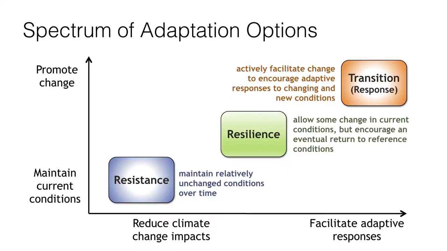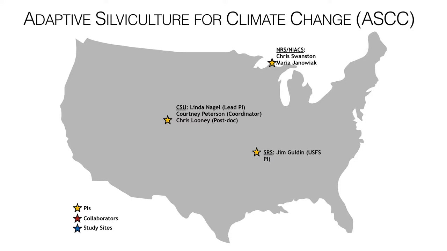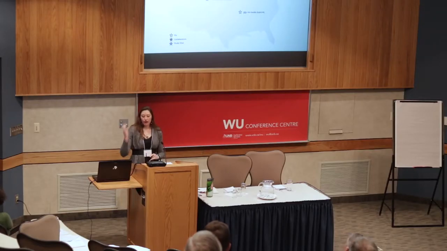And so again, just to summarize, the ASCC project really is looking across this spectrum of adaptation options, from resistance all the way to transition. And so the Adaptive Silviculture for Climate Change, or ASCC project, is across the US. We have a series of the key PIs, or leaders, who came up with the theory and the concepts for this project. And so those include Chris Swanson and Maria Genoviak from the Northern Institute of Applied Climate Science.